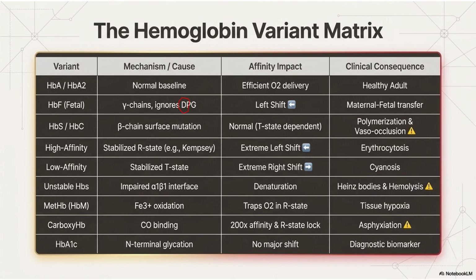Notice that every hemoglobin variant we've discussed can be understood by asking one simple question: how has the molecule changed? Sometimes it's a change in the amino acid sequence. Sometimes it's an oxidation of iron. Sometimes it's carbon monoxide binding. Sometimes it's glucose attachment. But every clinical consequence begins with a molecular change.